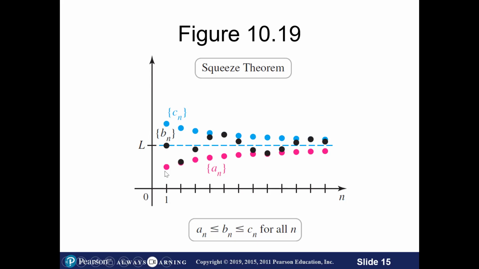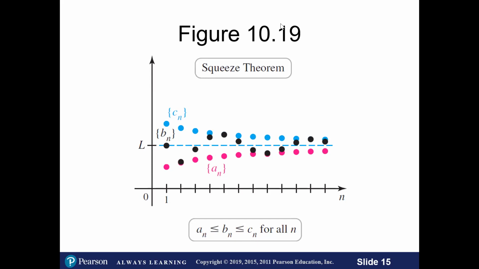But I have another sequence a sub n that's always less than or equal to b sub n, and I have a sequence c sub n that's always greater than or equal to b sub n, and a sub n and c sub n both go to the same limit L. Well, then b sub n has to go there too. Okay, so we can look at an example here.